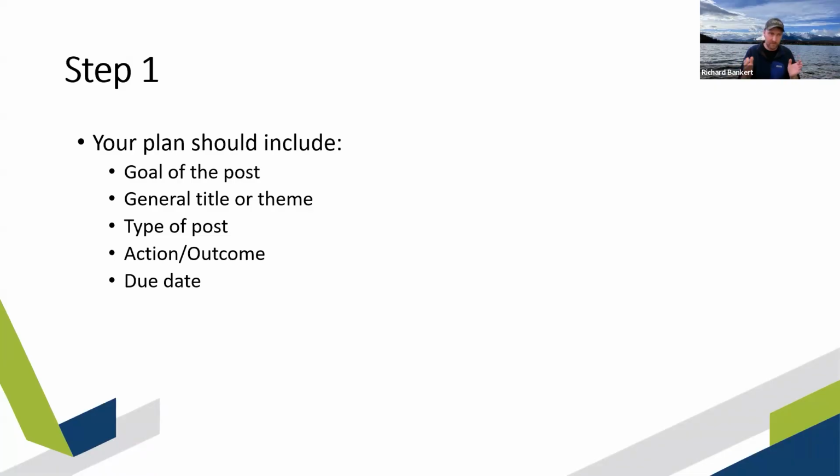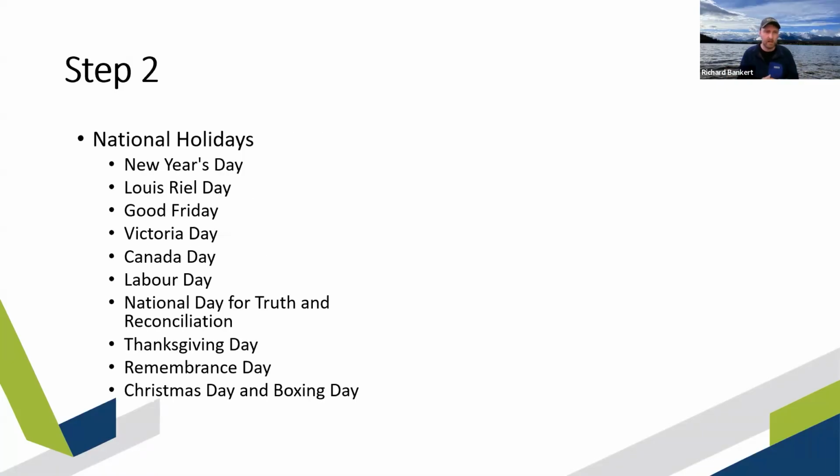So what are the types of things that I can post or that I should be posting around? Some of them are easy. We can easily pick out these things. And so these are the easy ones that we're going to jump off of. Okay, so national holidays: New Year's Day, Good Friday, Victoria Day, Canada Day. These are all the ones where it's like, okay, I know Thanksgiving is coming up. It's going to happen in 2026. What is the Thanksgiving post going to be about?